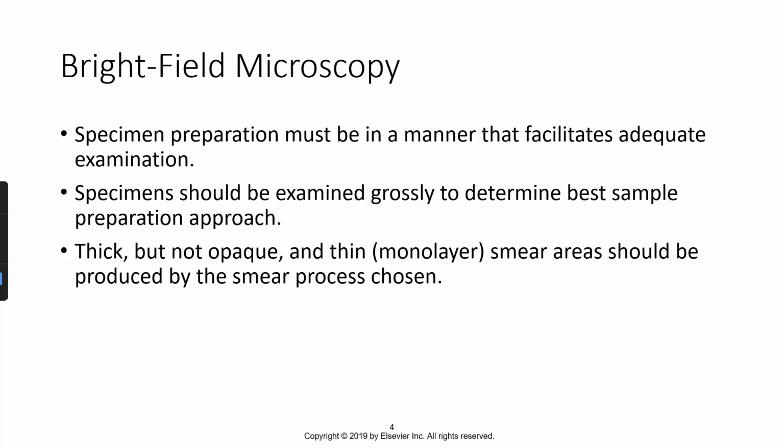So because light has to go through the specimen, the specimen that we look at has to be thin, and it has to be somewhat transparent so that we can look through it, or that at least light can get through it. If it's super thick, we're not going to be able to see through it, so we have to prepare specimens in a way that we can see through it. But that's not the only thing.